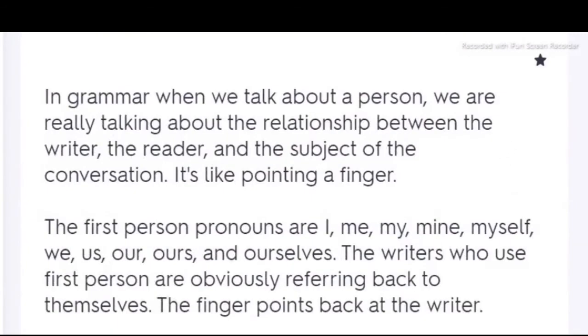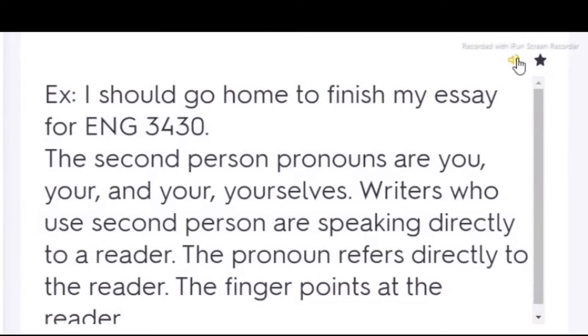In grammar, when we talk about person, we are really talking about the relationship between the writer, the reader, and the subject of the conversation. It's like pointing a finger. The first person pronouns are I, me, my, mine, myself, we, us, our, ours, and ourselves. The writers who use first person are obviously referring back to themselves. The finger points back at the writer. Example: I should go home to finish my essay.